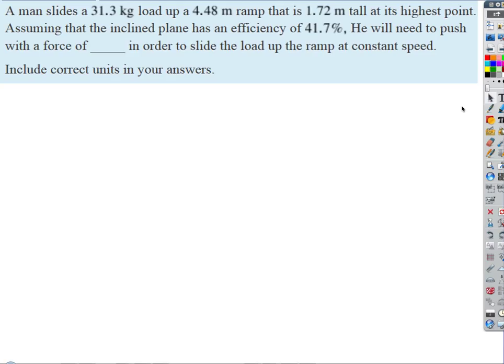Everybody up here. So, what do we got here? We're trying to find, man slides a box up a 4.48 meter ramp. So that's the length of the ramp, right? That is 1.72 meters tall at its highest point. Assuming the inclined plane has an efficiency of 41.7%, he will need to push with a force of what in order to slide the load up the ramp at constant speed? So talk to me about, let's just be efficient with this.